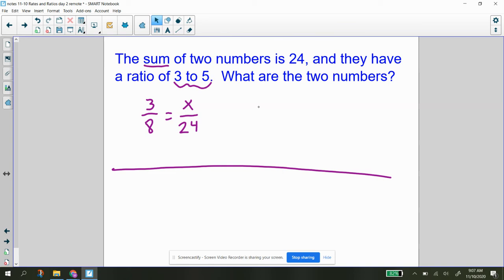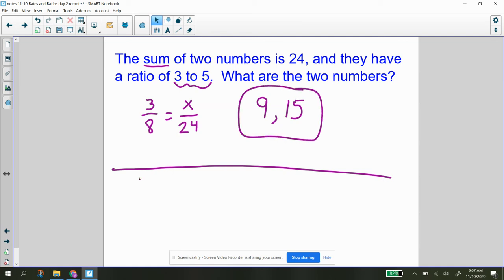Cross multiply or build a bridge, and you get that the smaller number is 9, right, times 3 times 3. And that would mean that the bigger number, 24 minus 9, is going to be 15. So my two numbers are 9 and 15. This is actually not my favorite way to do it.